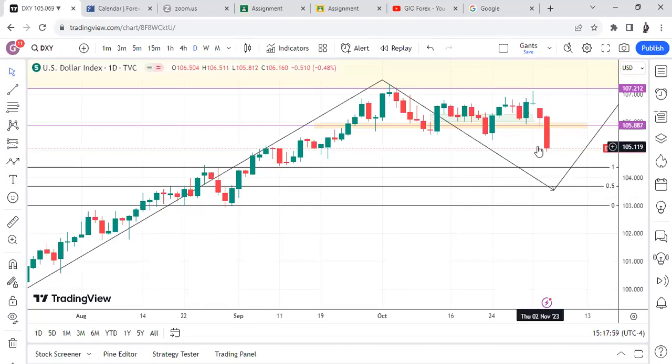So we are bearish on dollar this new week. 4 hours time frame.